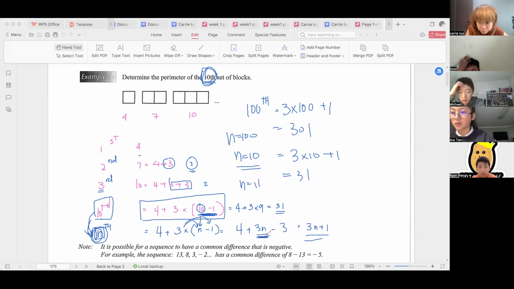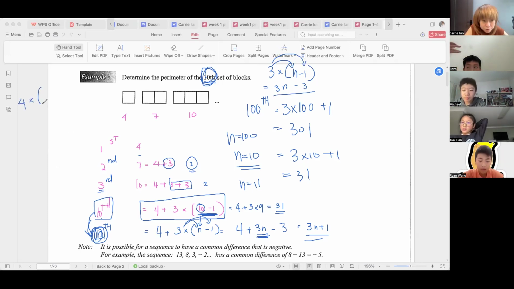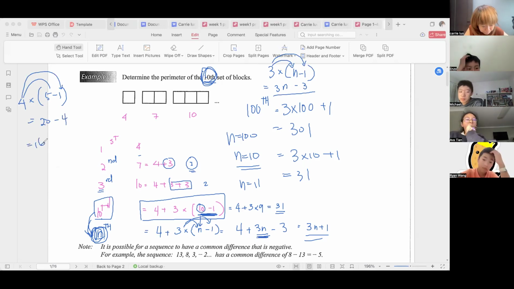3n minus 3. Why is there minus 3? Because 3 times bracket n minus 1 equals what? Remember, we learned it before. It's 3 times n equals 3n, and 3 times -1 equals -3. Remember, I said 4 times 5 minus 1 equals 4 times 5 equals 20, and 4 times 1 equals 4, so it's 16. Get it?